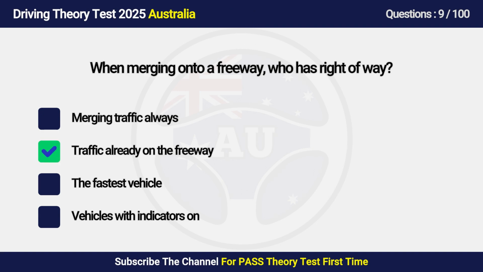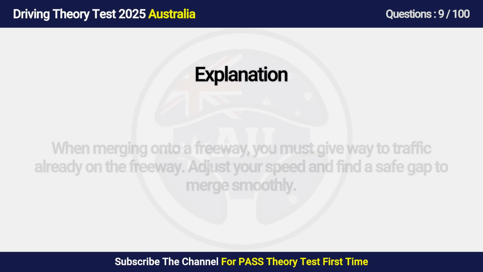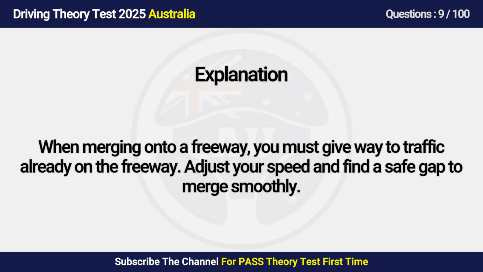Answer is B. Traffic already on the freeway. When merging onto a freeway, you must give way to traffic already on the freeway, adjust your speed and find a safe gap to merge smoothly.